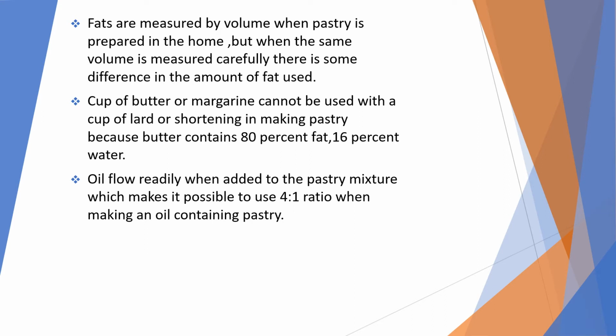Fats are measured by volume when pastry is prepared in the home. But when the same volume is measured carefully, there is some difference in the amount of fat that is used. So, a cup of butter or margarine cannot be used in place of a cup of any other fat or shortening in making pastry, because butter contains 80% fat and 16% water. Oil flows readily when added to the pastry mixture, which makes it possible to use a 4:1 ratio when making an oil-containing pastry.